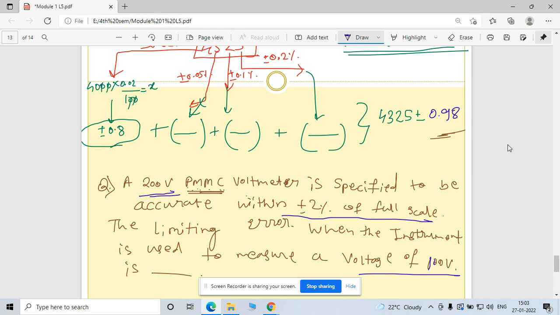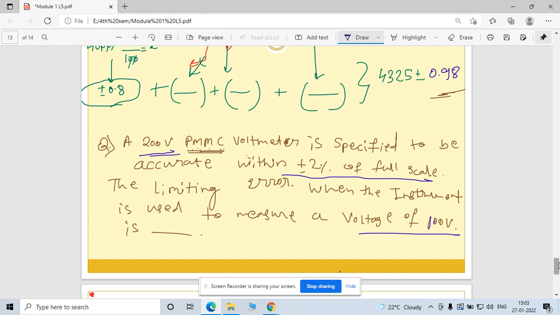Okay, now in the same way you can find the answer for this question, the answer which I have. I have this answer as plus minus of 4%. Okay, check how much answer you get. If you have any problem, I will clear it later.